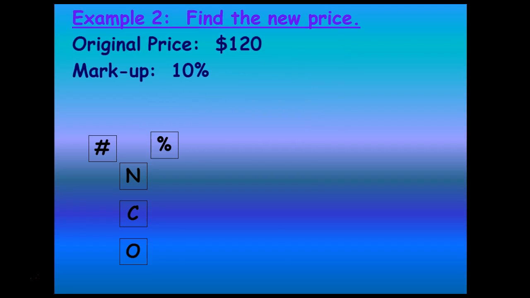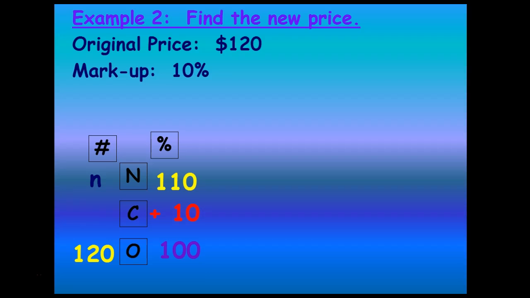In example 2, once again, we always start with that 100 on the percent side, which is the right side of our NCO chart. This time we have a markup of 10%. Markups always add to our price, so when we add 100 plus 10, we get 110. Our original price is $120, so that's going to go on the left side of our O. Once again, we're asked to find the new price. So our variable, remember you can use any letter, I just like to use the letter N for new, it's going to go to the left of our N.